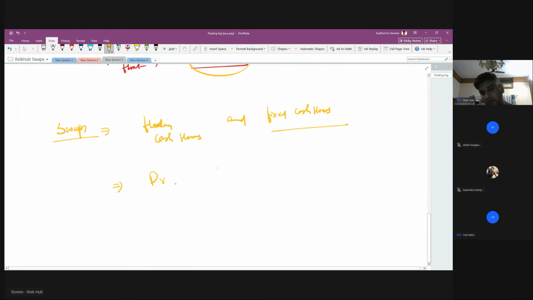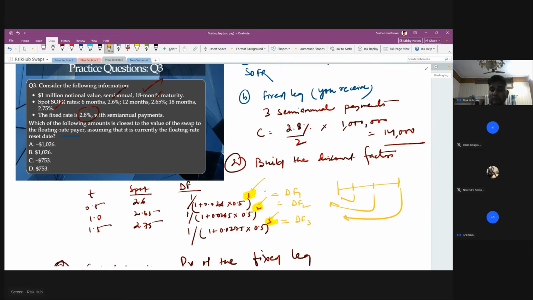That was just a theoretical concept. Ultimately, when I saw this, rates are given to me, coupon is given to me, and coupon gives me cash flows. 2.8% I multiplied, I got a cash flow of 14,000. So 14,000 cash flow was coming here, 14k was coming here, 14k was coming here, 14k was also coming, and principal also was coming, 100,000.